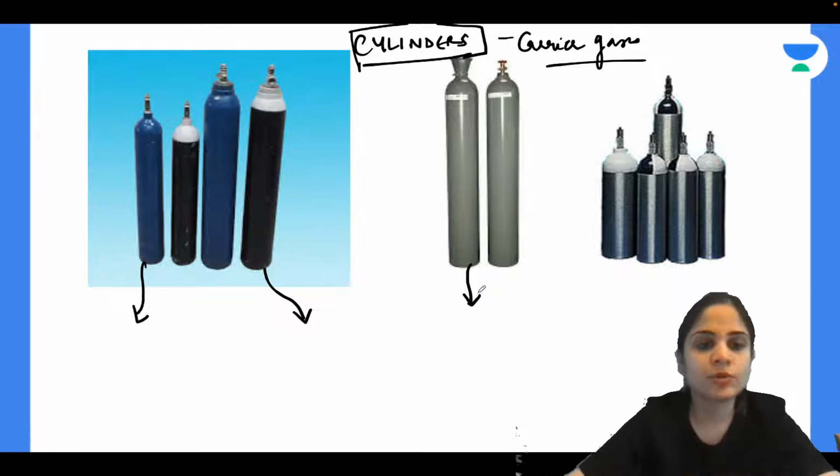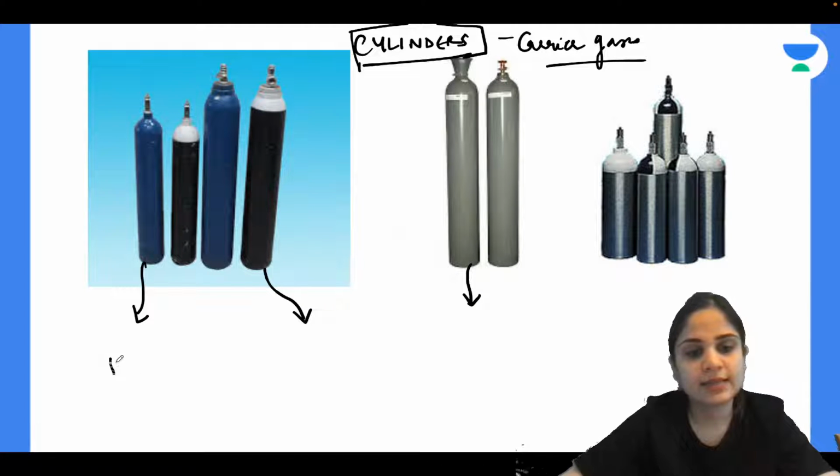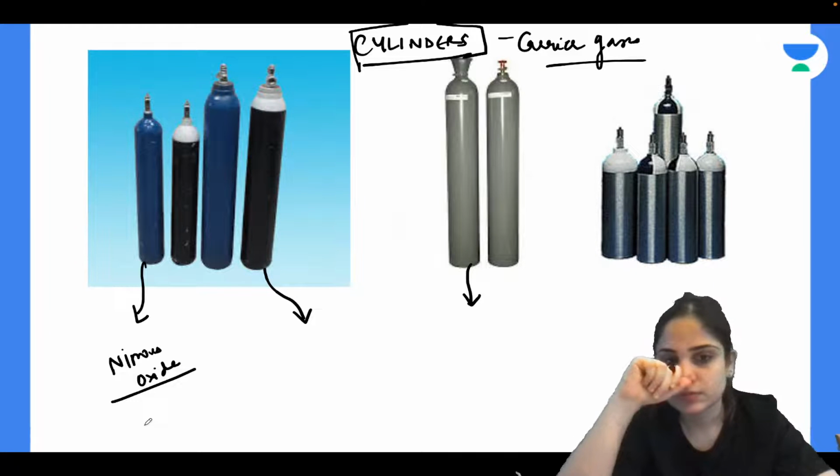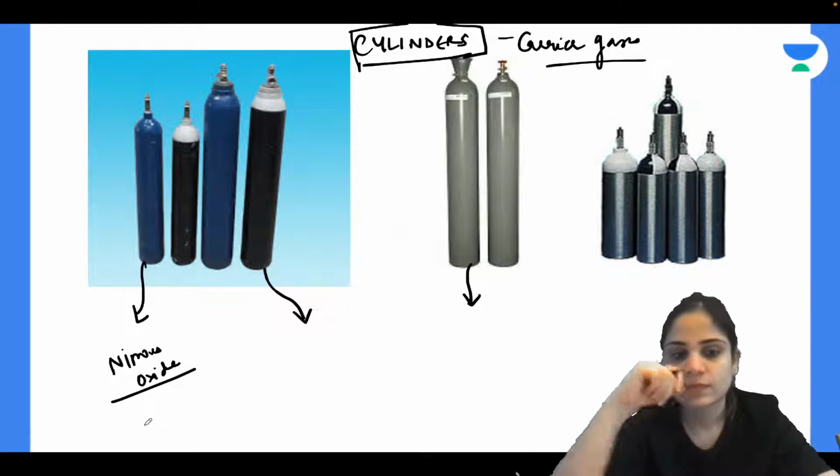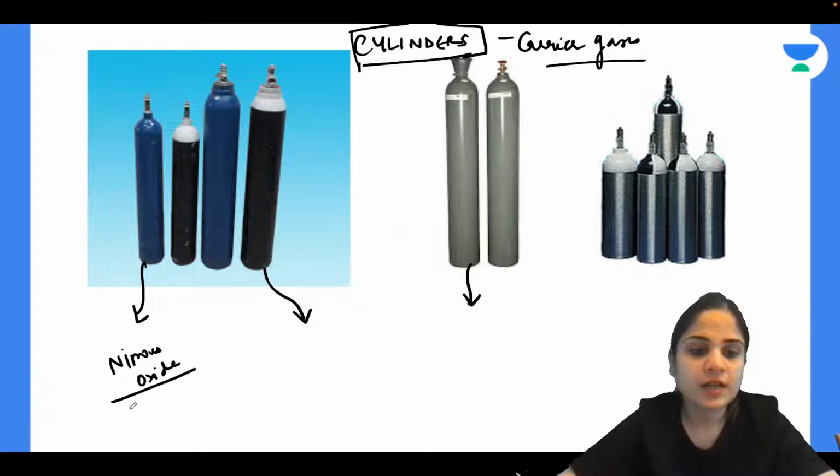Yes, so the French blue color cylinder contains nitrous oxide in it. Very good. Remember, nitrous oxide is also called laughing gas. Okay. Now, can you tell me what is the pressure in the French blue cylinder carrying nitrous oxide? Any idea? Cylinder pressure, if they ask you. So the cylinder pressure is around 760 psi. Psi is pound per square inch.